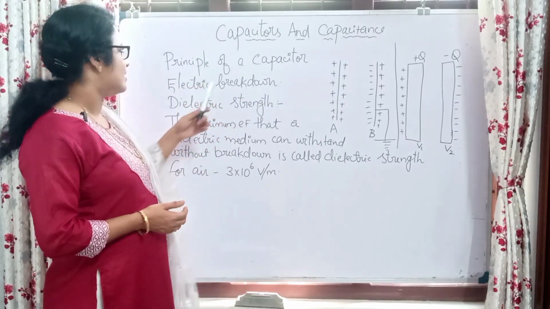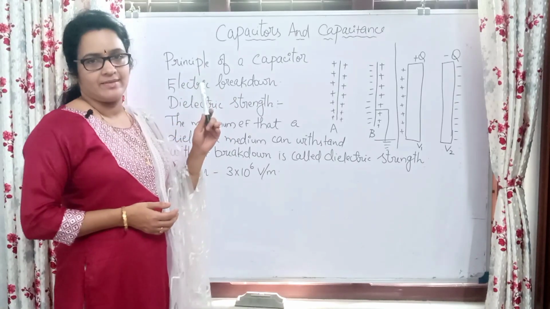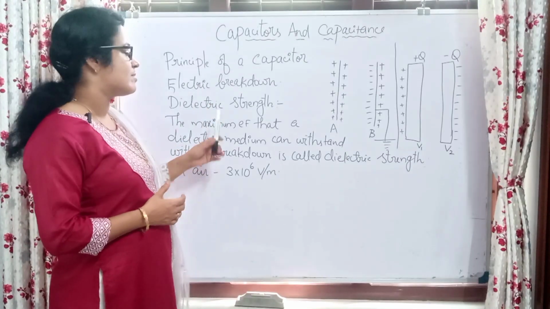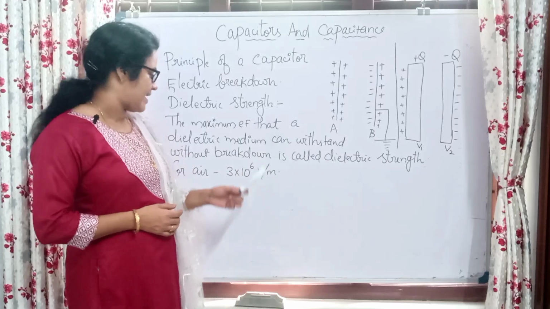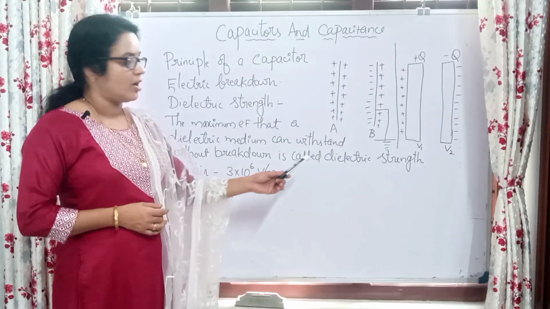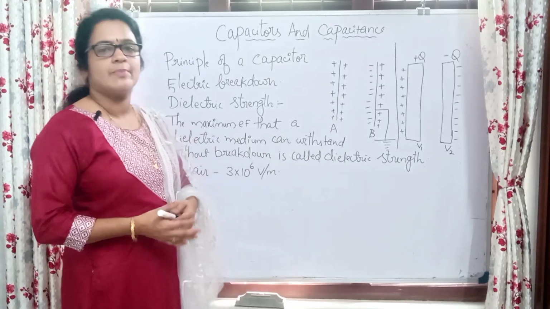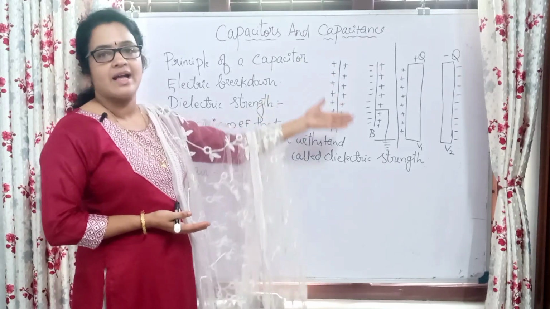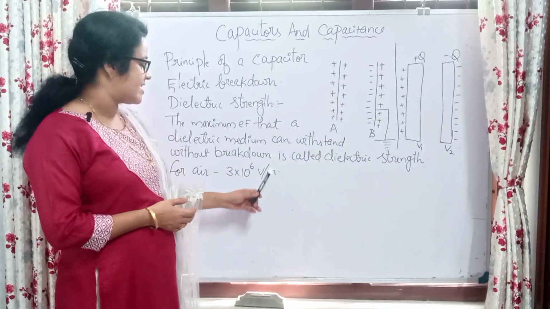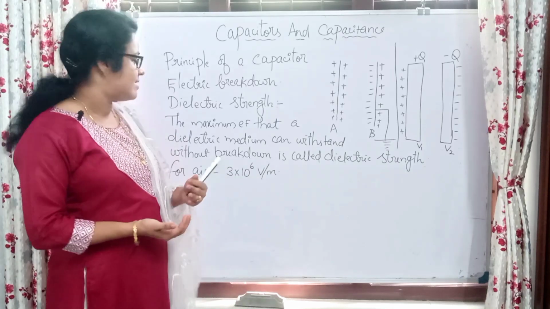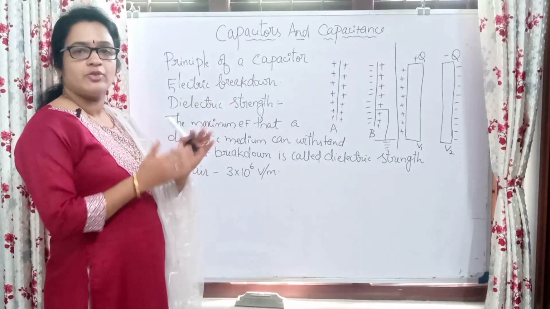And one more thing is there, dielectric strength. Dielectric strength is the maximum electric field that a dielectric medium can withstand without breakdown. Suppose here we are taking air as the dielectric medium, and it has a value of 3 × 10^6 volt per meter. That is the dielectric strength of air.